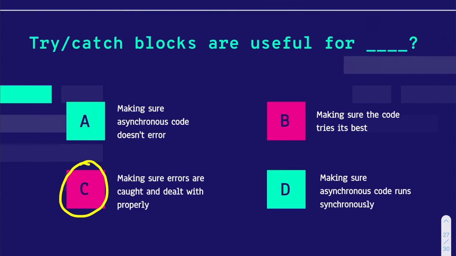Yeah, so while you might hope it was B, making sure it tries its best, we assume that all the time, at least I do. It actually doesn't make sure that it doesn't error, but it does catch any of these errors if they occur.